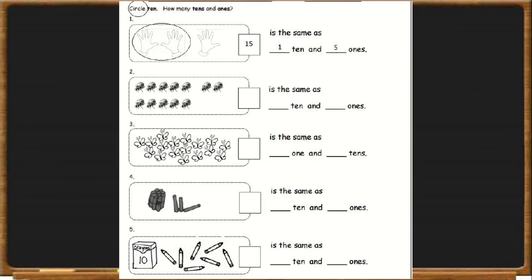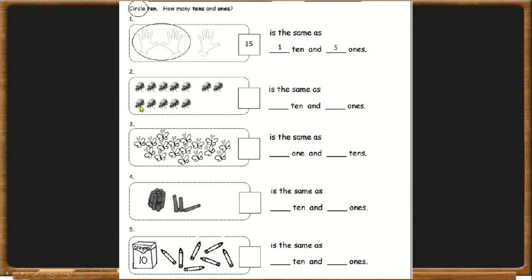So on page 14, I want you to circle the 10 and then write how many tens and ones. So first we're going to count how many objects are in the blocks. So we are going to count their fingers. So I have 1, 2, 3, 4, 5, 6, 7, 8, 9, 10. I draw a circle. 11, 12, 13, 14, 15. So I have 15 objects and I know I have 1 ten and 5 ones or units.